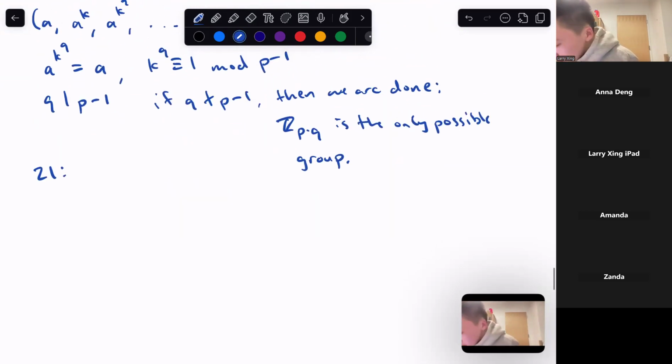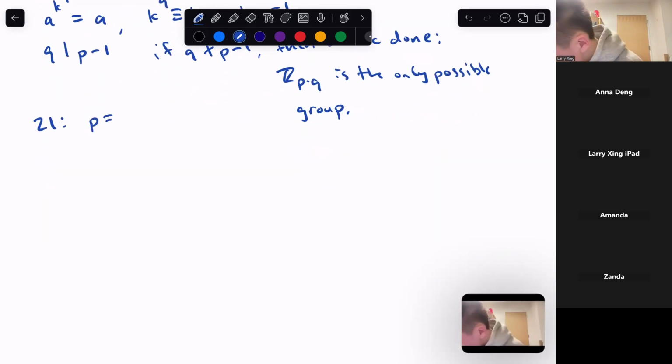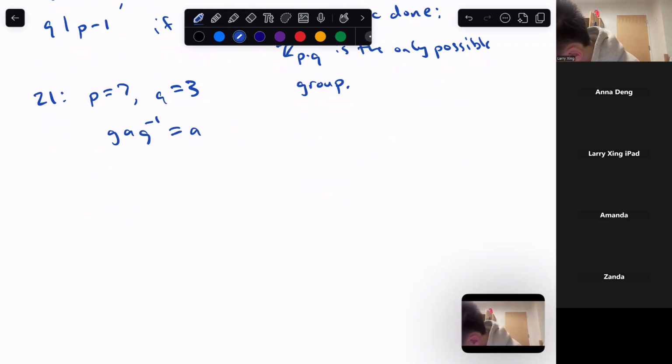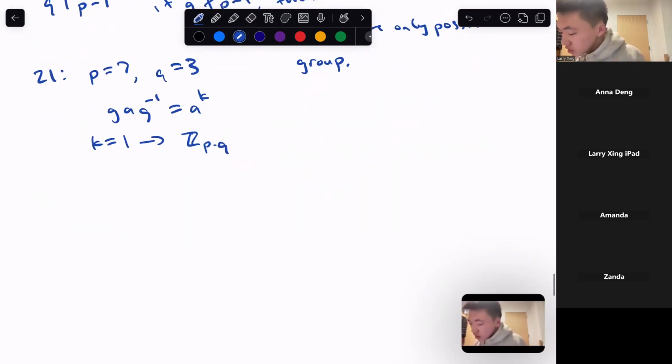So in this case, let's consider the possible values of K. Here P equals 7 and Q equals 3. So when we do the math, we see that G^-1 equals A^K. So let's say K equals something that's not 1, because K equals 1 gets back Z_PQ, which we don't want. We already know that it's a group, basically.